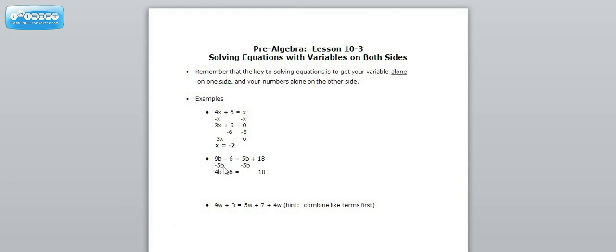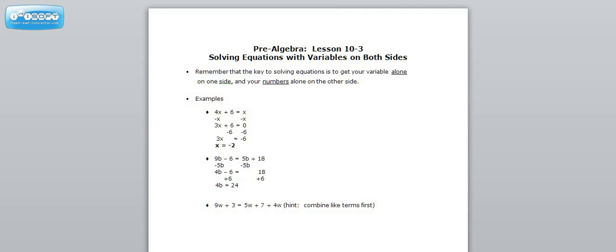So I'm left with 4b, bring down my negative 6, this canceled out to be 0, and I bring down my 18. So now I got to get this 6 off of this side. So in order to do that, I need to add 6 to both sides. So I bring down my 4b, this canceled out and gave me 0, and then just to save space, instead of writing it underneath over here, I just pulled it over here.